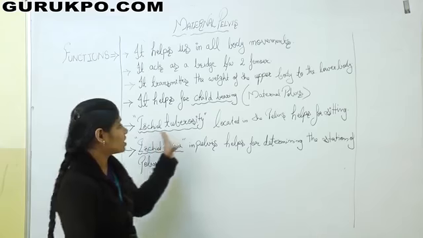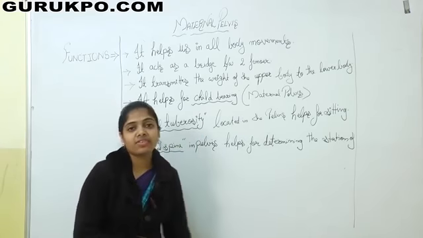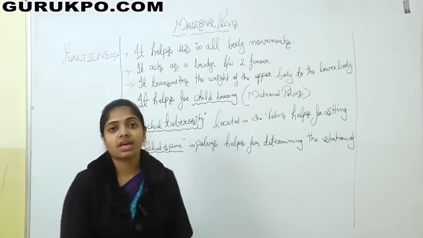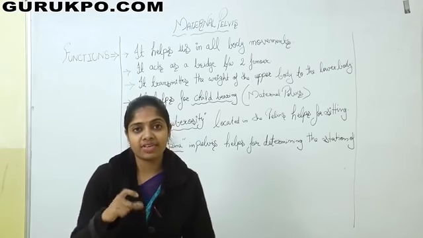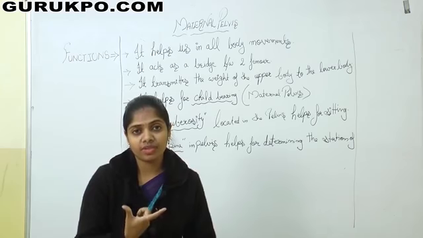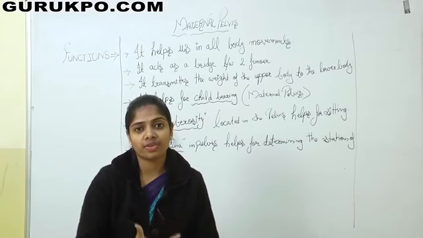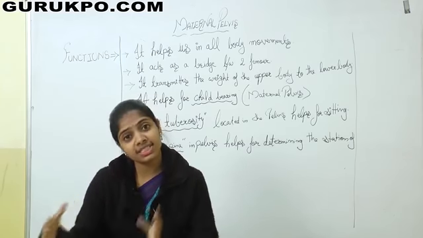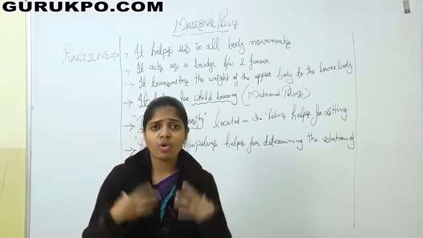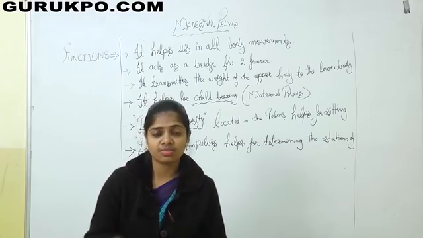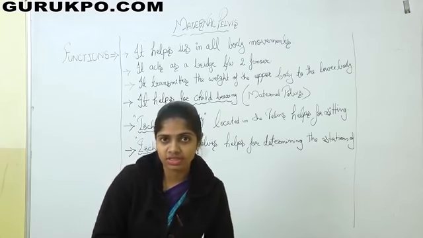Next, the ischial tuberosity is located in the pelvis, which helps for sitting. I will show you what the ischial tuberosity is. It is present in the pelvis. It is the thickest and strongest bone of the pelvis, on which we usually sit. Our whole body weight bears on this bone, the ischial tuberosity.